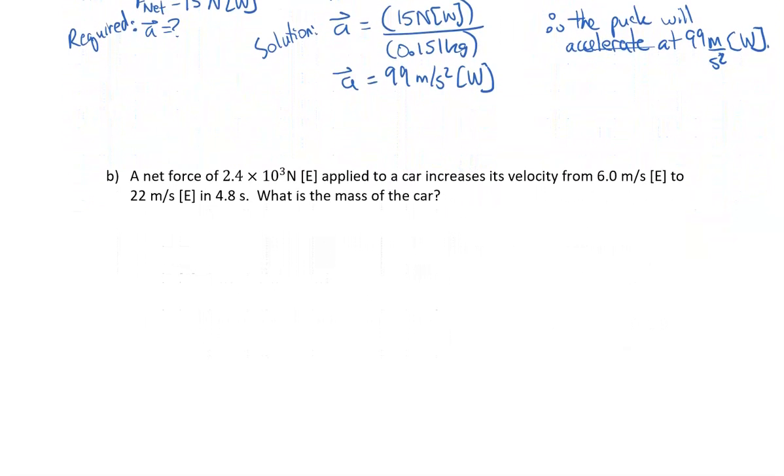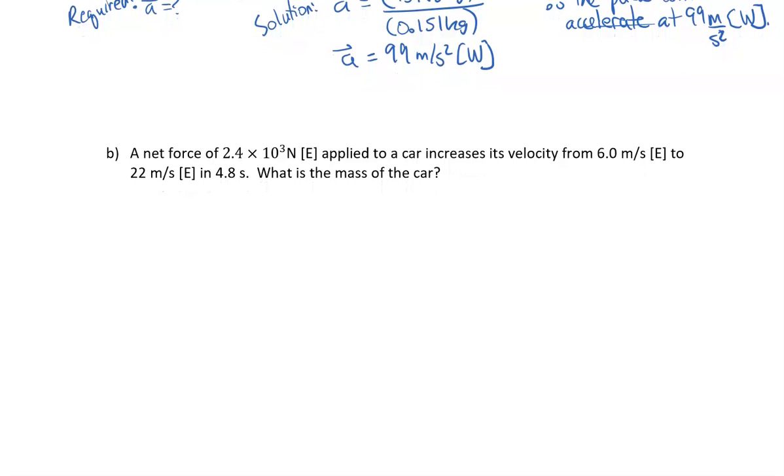Example B says a net force of 2.4 times 10 to the 3 newtons east applied to a car increases its velocity from 6 meters per second east to 22 meters per second east in 4.8 seconds. What is the mass of the car? So you look at this and you say, well, hold up a second. You got time, you got velocities. That doesn't have anything to do with acceleration, mass, and F net. Well, let's see. We have to do some analysis to actually figure out how it does. But it does, I promise you.